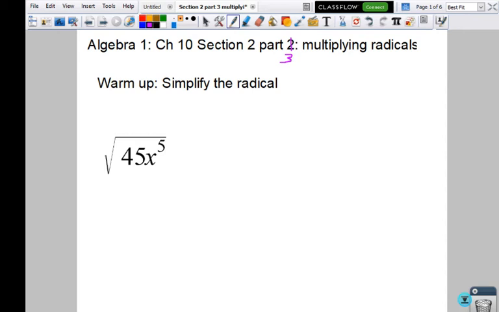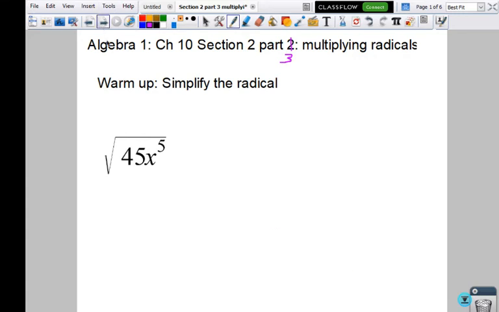Okay, we're getting started. For the warm-up, we were simplifying a radical, which you guys did pretty good on. So what we're going to be doing for at least part of the lesson today is multiplying radicals.